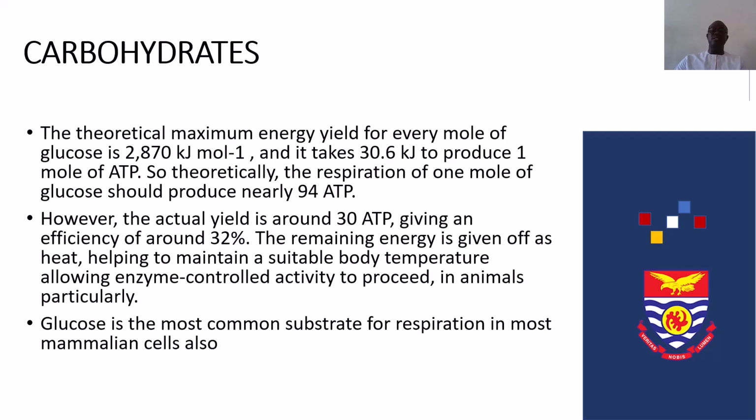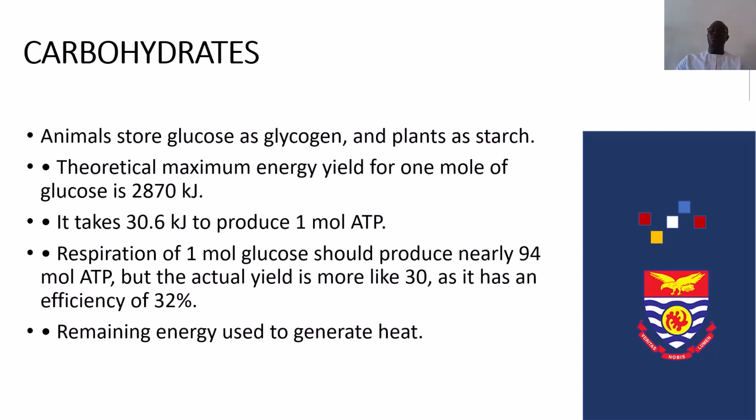The remaining energy is given off as heat, helping to maintain a suitable body temperature, allowing enzyme-controlled activity to proceed in animals particularly. Glucose is the most common substrate for respiration in most mammalian cells. Also, animals store glucose as glycogen and plants as starch.